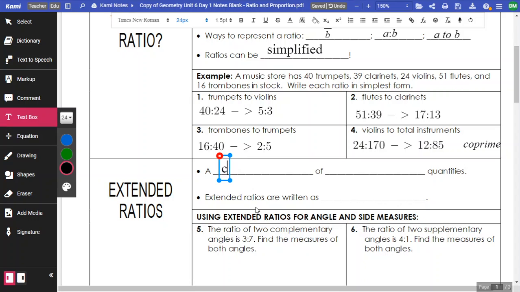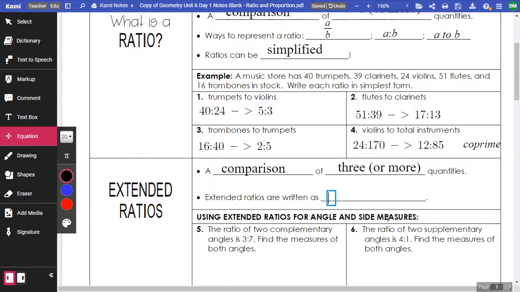So an extended ratio works the exact same way, only now we're looking at a comparison of 3 or more quantities. And extended ratios are always written with the colon. So we would look at something like A to B to C.